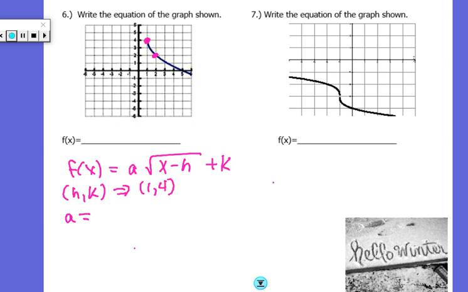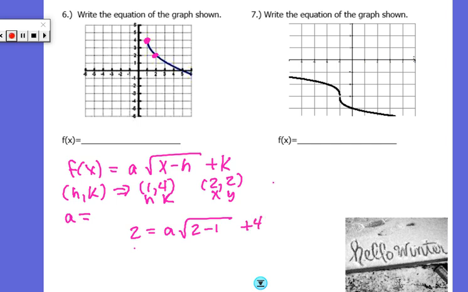Okay, so I'm going to plug in. So the coordinates for that point is 2, 2. So x is 2 and y is 2. And I'm going to plug in everything I have here and find A. So 2 is equal to A, square root of x, which is 2, minus 1, plus 4.